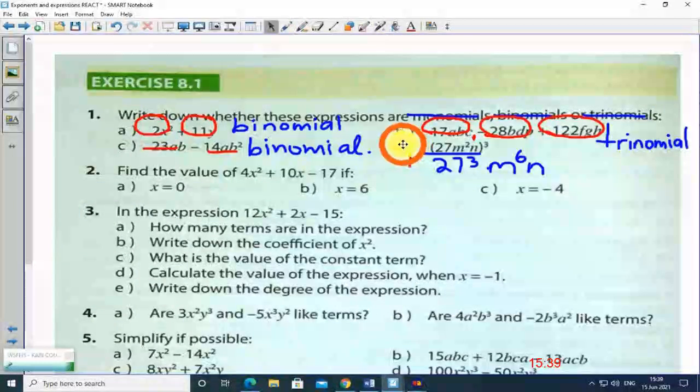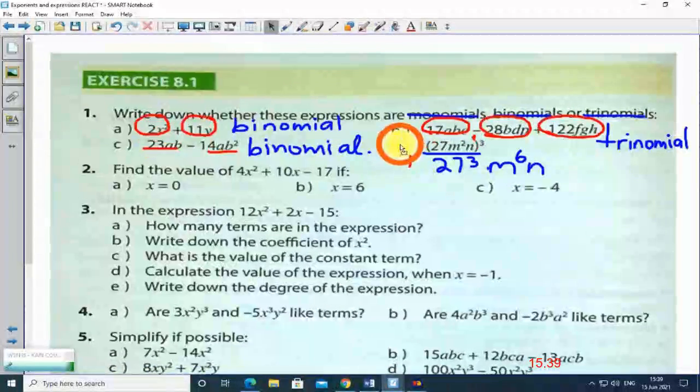I'm messing up my board here. I apologize.